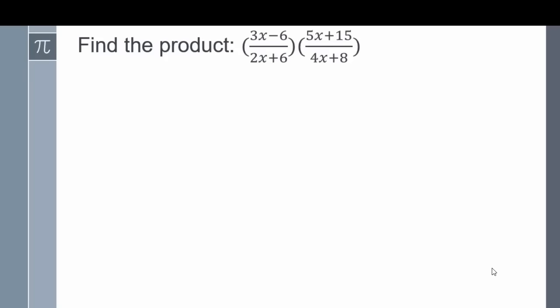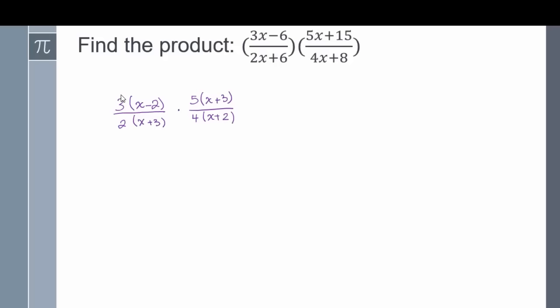Find the product of 3x minus 6 divided by 2x plus 6, times the quantity 5x plus 15 divided by 4x plus 8. I'm going to first start by factoring both the numerator and the denominator in each quantity. 3x minus 6 factors to 3 times the quantity x minus 2. 2x plus 6 factors to 2 times the quantity x plus 3. 5x plus 15 factors to 5 times the quantity x plus 3. And 4x plus 8 factors to 4 times the quantity x plus 2.